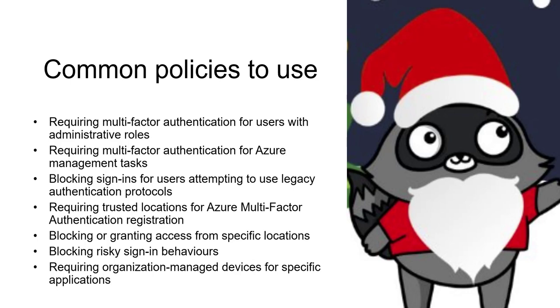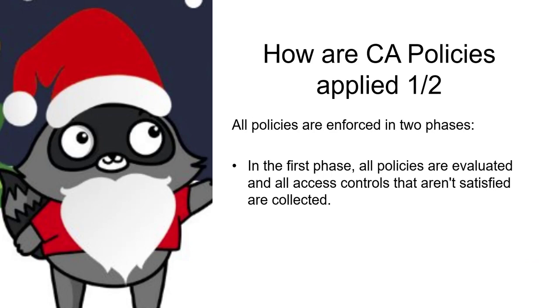So how do we apply these conditional access policies? Well, once we've created the policies and assigned them to an individual user or group, all policies are then enforced in two phases. We can have more than one conditional access policy when you access a cloud app. If that is the case, all policies that apply must be satisfied. For example, if one policy requires MFA and the second requires a compliant device, you must go through MFA and you must have a compliant device. It's not an either-or situation.